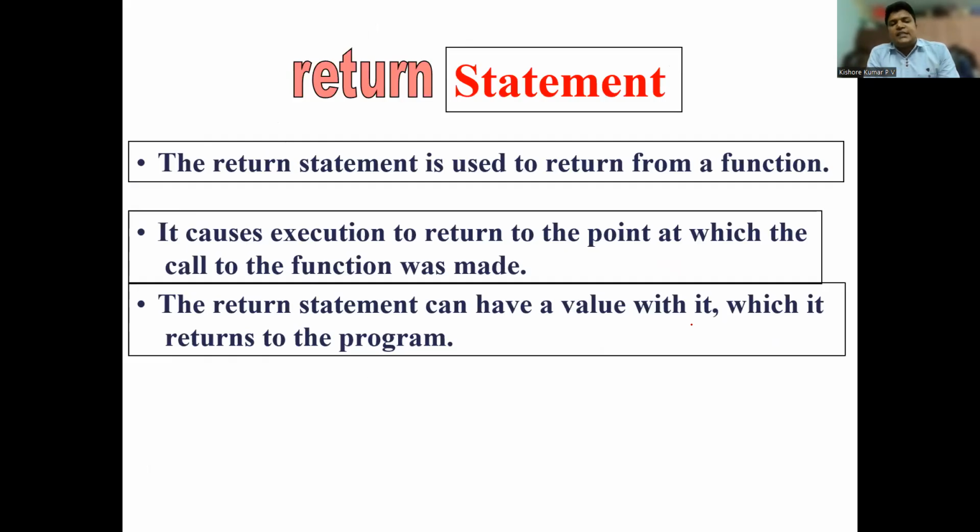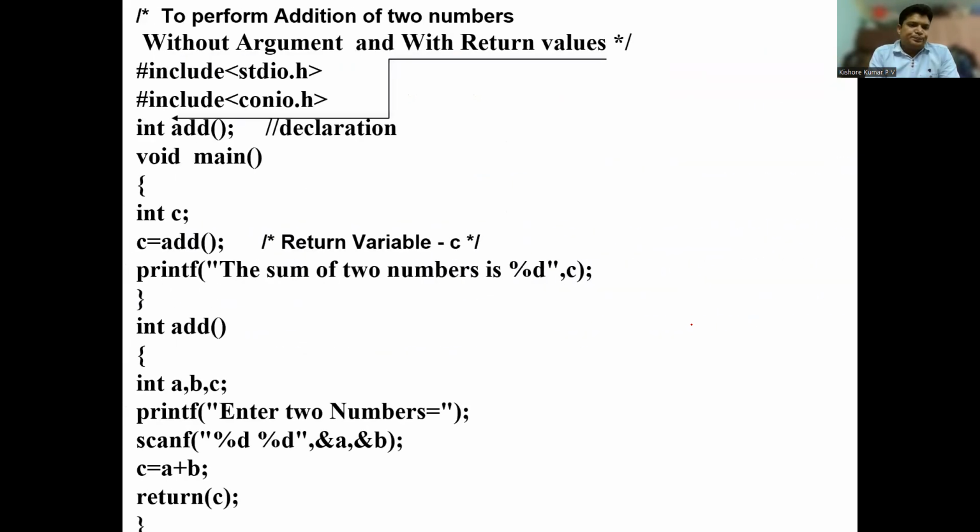Next, with return values, we use the return statement, which is used to return from a called function. It causes the execution to return to the point where the call to the function was made. That's the reason we have the return statement for the next basic design. The third one is without arguments, so we are not passing any integer variables, and with return values, the return data type is integer.